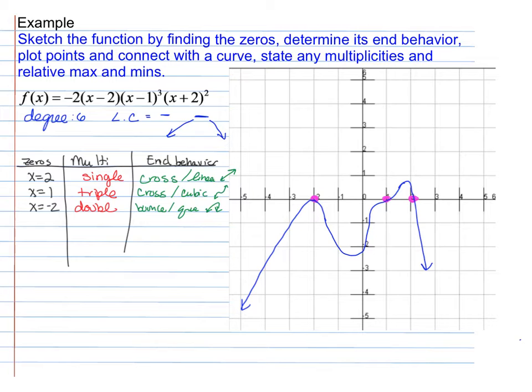Then we need to find the number of relative maxes and the number of relative mins. To see how many relative maxes we have, we have 1 here, we have 2, so we have 2 relative maxes, and we have 1 relative min. So 2 relative maxes, 1 relative min.